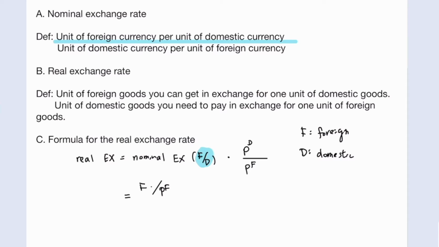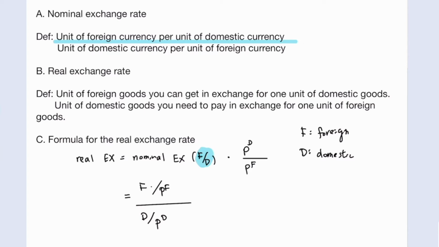For the numerator, it is multiplied by the domestic price. That is because the domestic price is per unit of domestic currency, how many foreign currency you are going to get. So the domestic price is about the domestic currency, and that's in nominal terms.